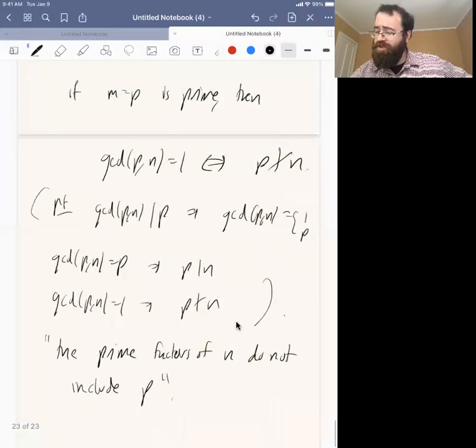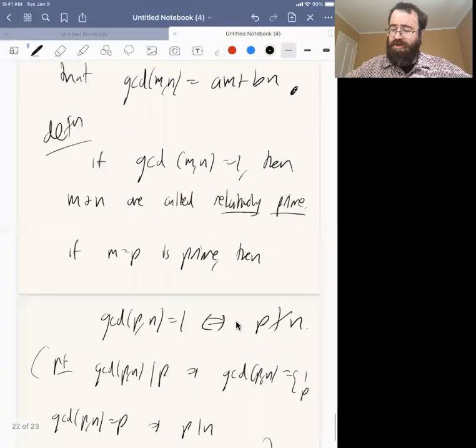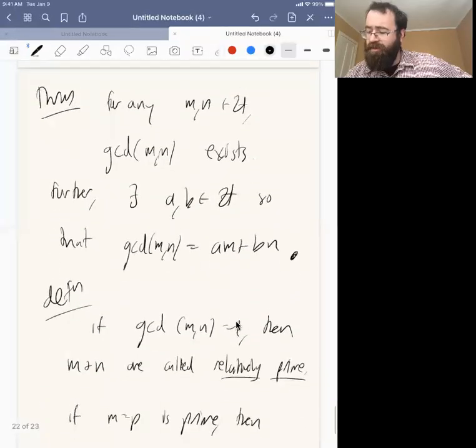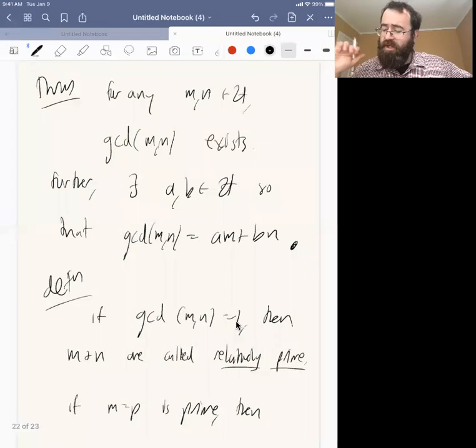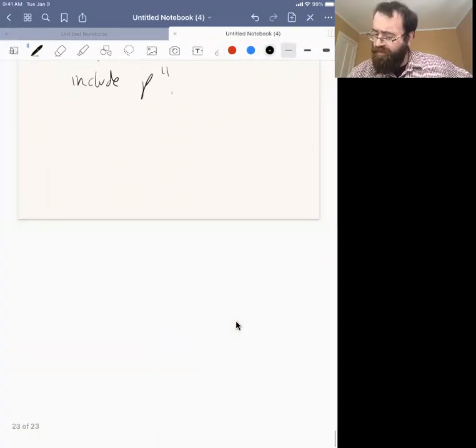Okay, so those are some important derivational concepts that come out of GCD. So now I'm going to return to the big theorem that the GCD of any two integers always exists, and in fact it can be characterized quite well, maybe not characterized simply, but it can be constructed as a linear combination of m and n. Okay, so let's prove the theorem. So proof of the theorem.